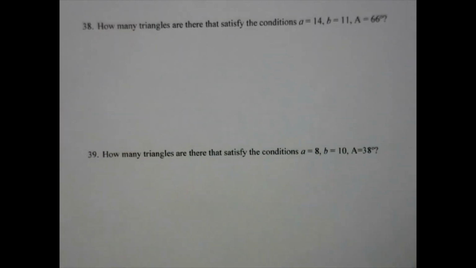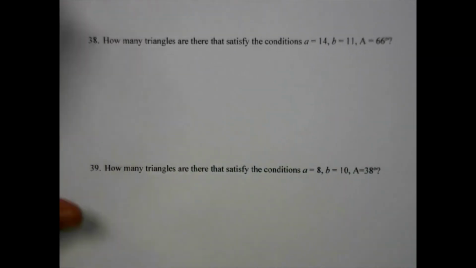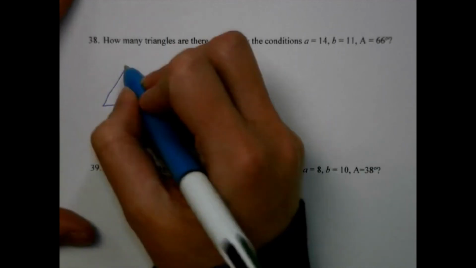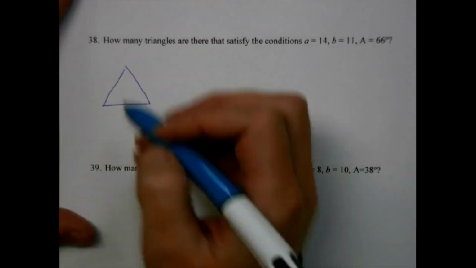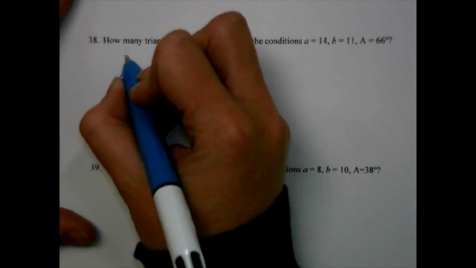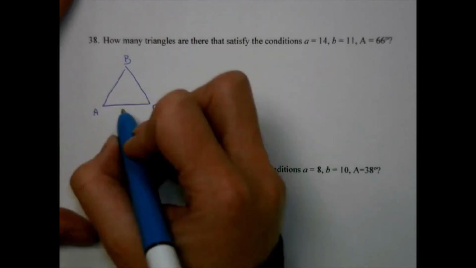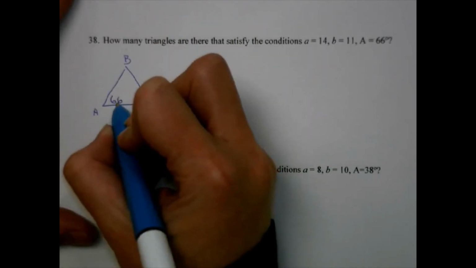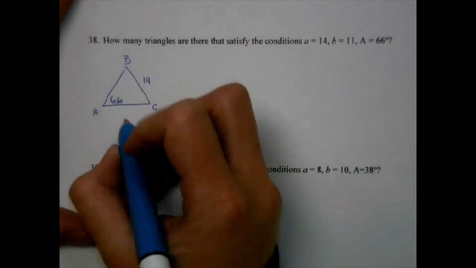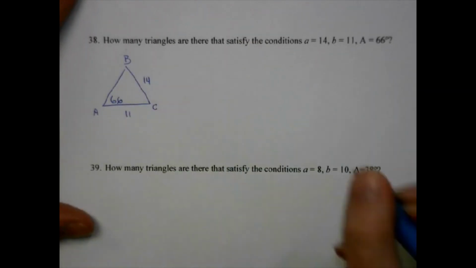Okay, I find it helpful to draw the triangle. Now this is a clue. How many triangles are there? This is going to be the ambiguous case. So A is 66, side a is 14, b is 11. So we start with the law of sines.